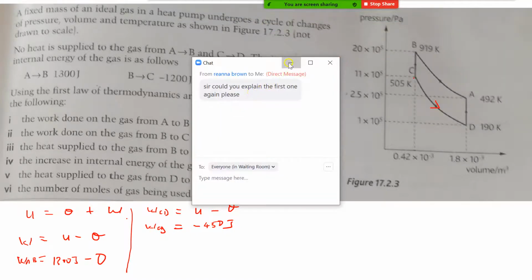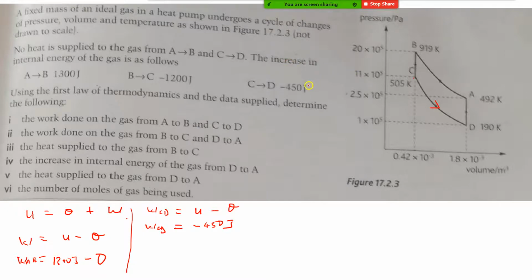So the first one, I'll explain the first one again, right? Imagine that you're moving from A to B, right? With this, you're basically doing work on the gas. The reason you're doing work on the gas is because the volume of the gas is decreasing, right? So basically, you're compressing the gas. So moving from A to B, you're compressing the gas.